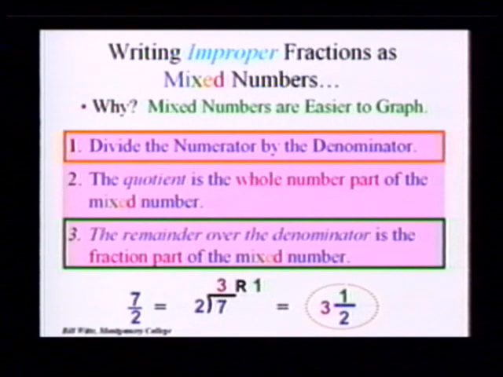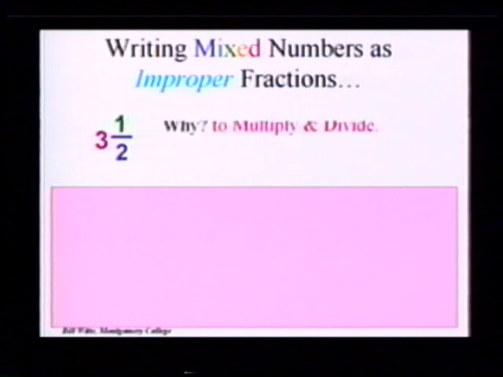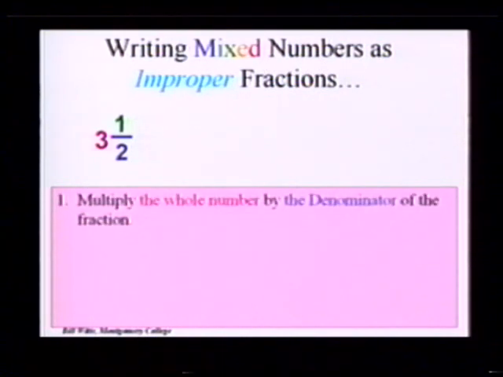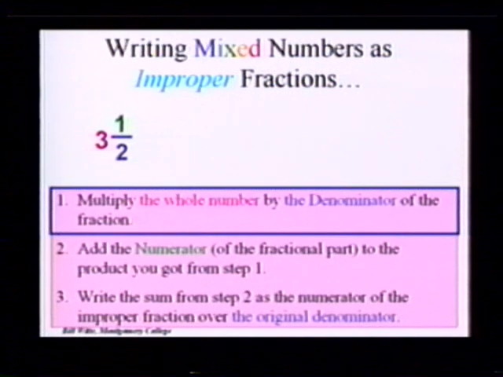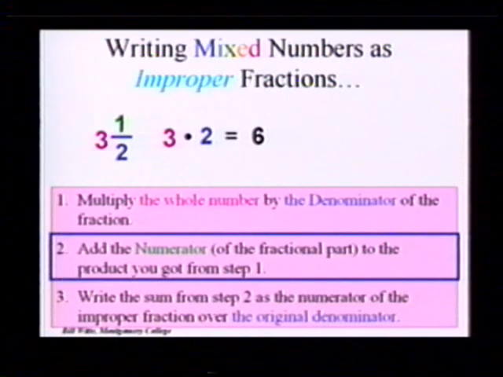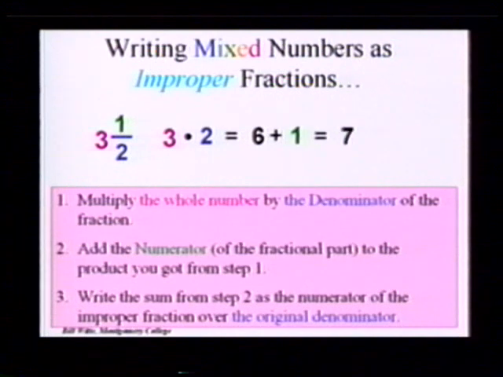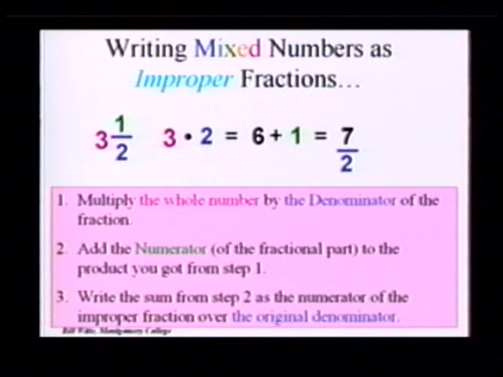Okay, now let's work backwards. That's improper to mixed. Mixed to improper. We multiply the whole number by the denominator, then add the numerator and put it over the original denominator. Multiply the whole number by the denominator, add the numerator, and put that over the original denominator, and we got ourselves an improper fraction. That's the way we do it.